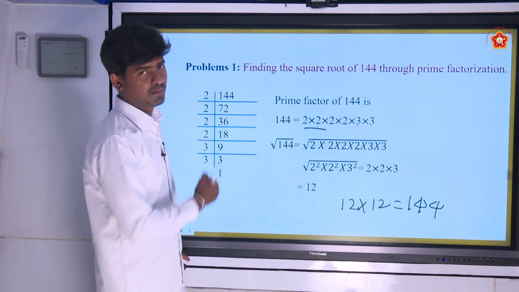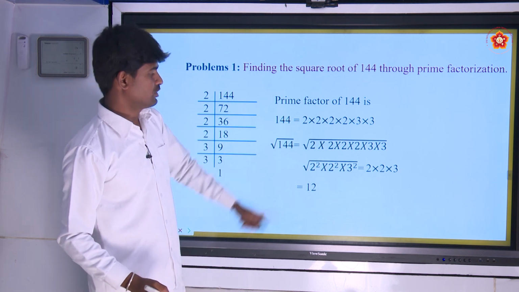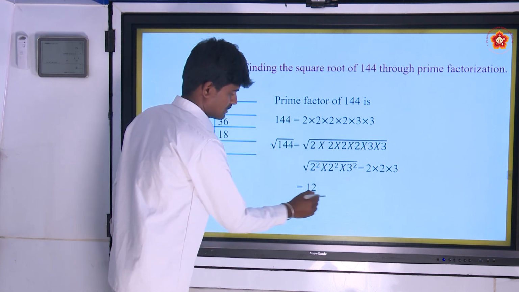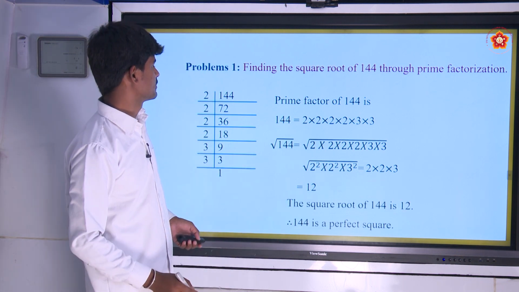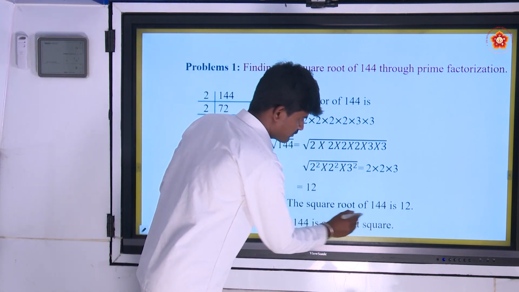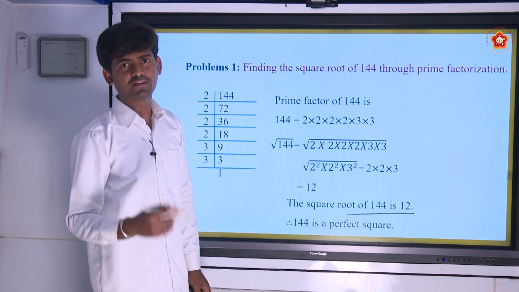Yes, this is prime factorization. So, the square root of 144 is 12. Therefore, 144 is a perfect square.